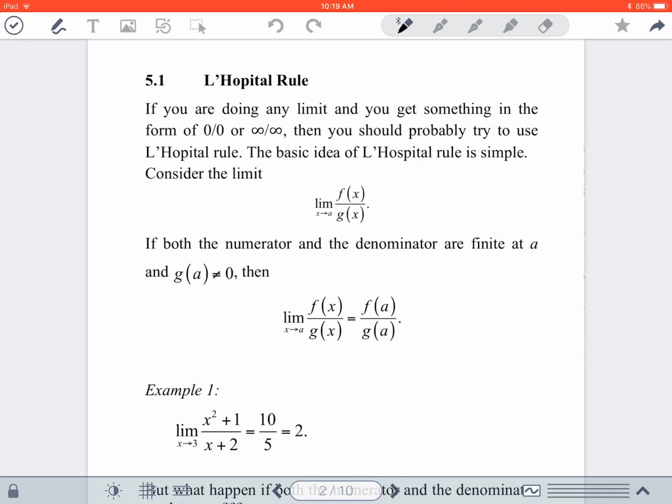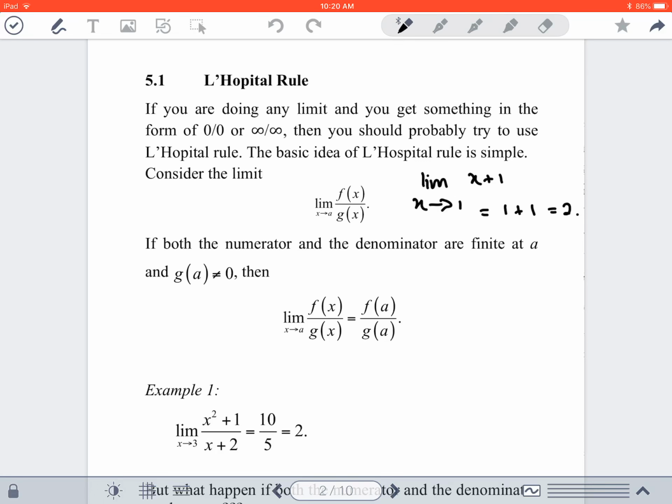into the function. For example, here we want to find the limit of x plus 1 when x is approaching 1. So the normal technique that we always apply is to substitute x equal to 1 into the function, so the answer will become 1 plus 1, which is 2. Here we can say the limit of the function x plus 1 when x is approaching 1 is 2.